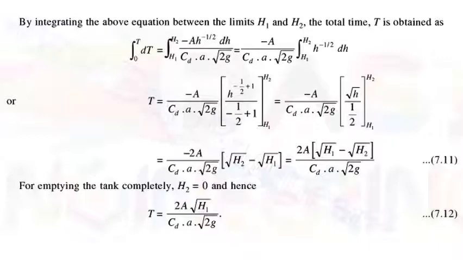For emptying the tank, the second height after time T becomes 0. That is, there is no liquid left in the tank. It is completely empty. So that condition is H2 equal to 0. So the time required for emptying the tank, T, is given by 2A into square root of h1, the whole divided by CD into a into square root of 2g.